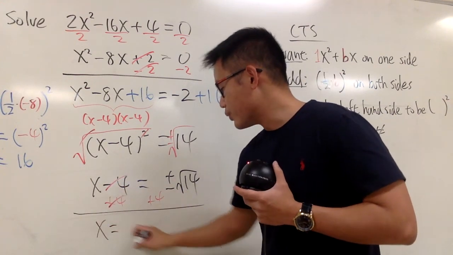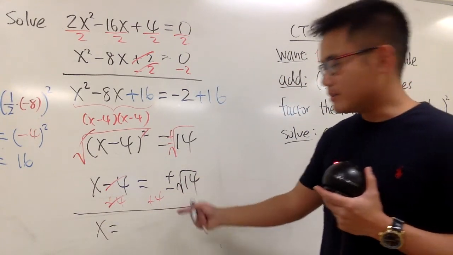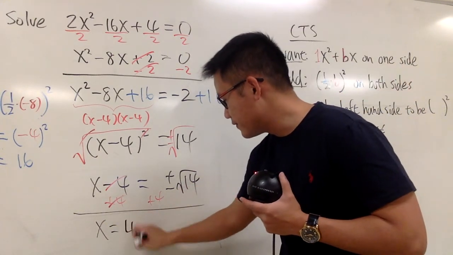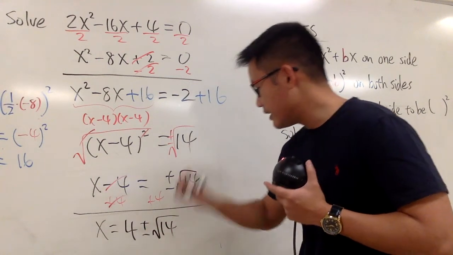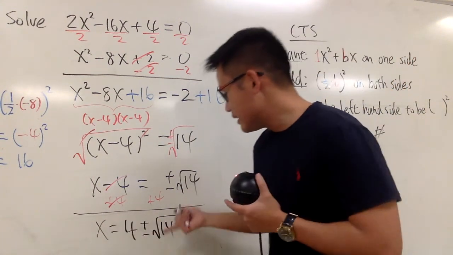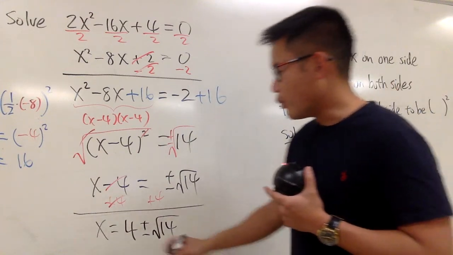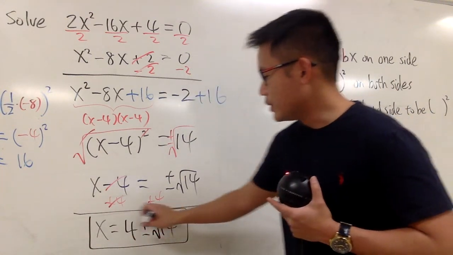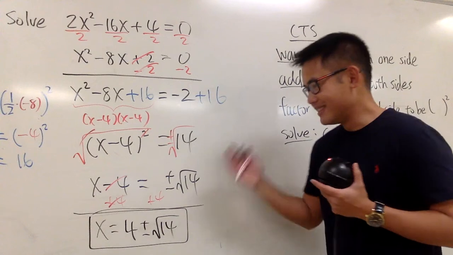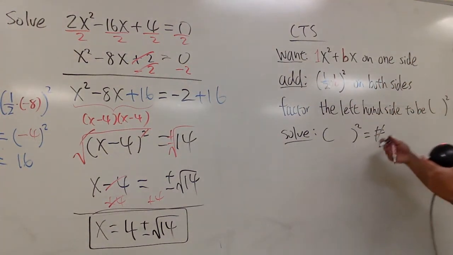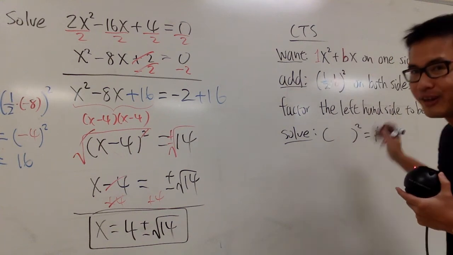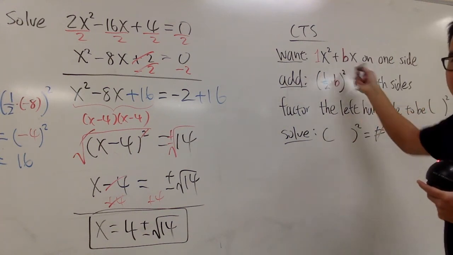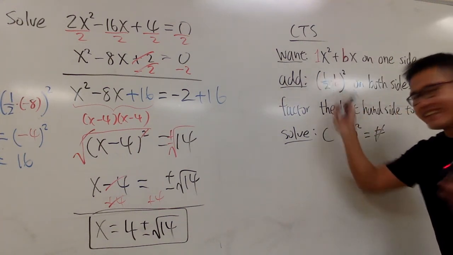X is equal to, we cannot combine terms, we just write it down as positive 4 plus minus square root of 14, okay? And the square root of 14, we cannot reduce this anymore, we cannot break it down anymore. So we just leave the answer like this. So this is it. And remember, if you want to do the completing the square, you have to remember these steps right here, right? And this is the crucial one, and also the magic number. And that's it.